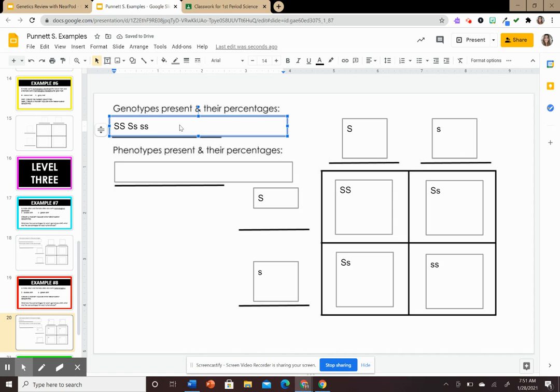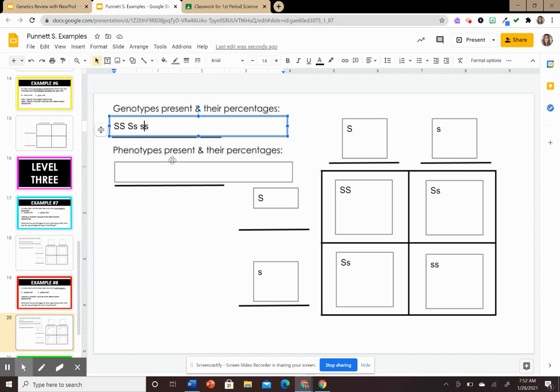So now we have to figure out, okay, well, what are the chances for each genotype? So let's go ahead and let's look. Remember, there's 4 boxes, and 4 boxes equals 1/4, right? Which is 25%. Easy way to remember this is 4 quarters, right? 25 cents each. If you put them all together, you have $1 or 100 cents. So each box is worth 25%. So big S, that's only 1 box.